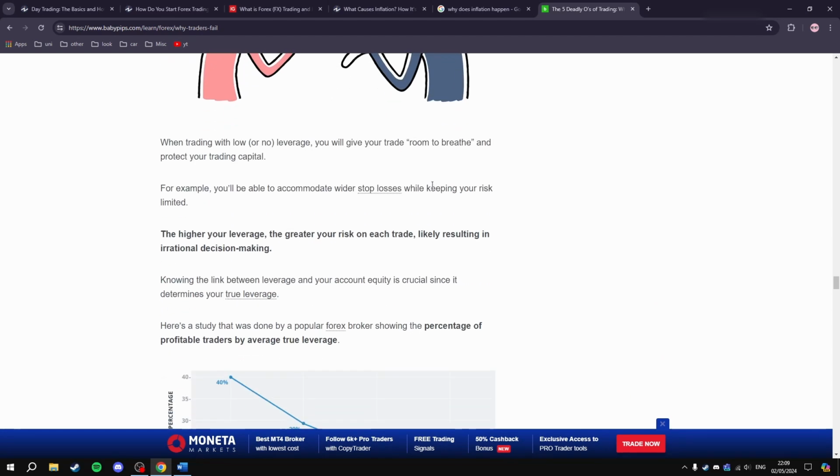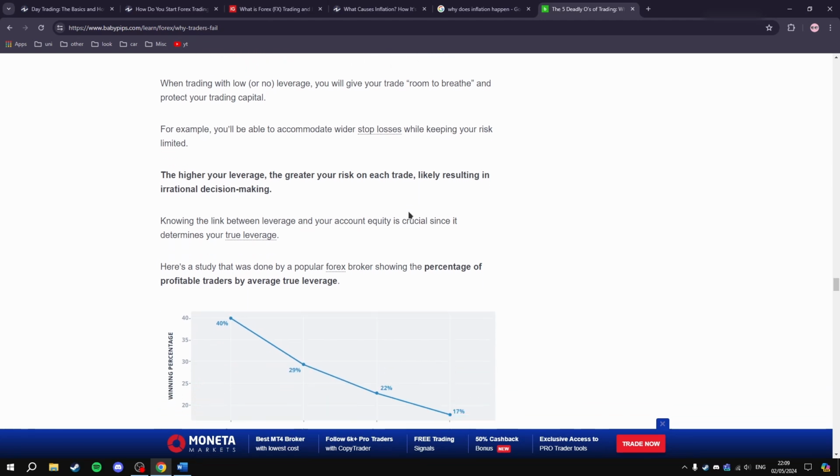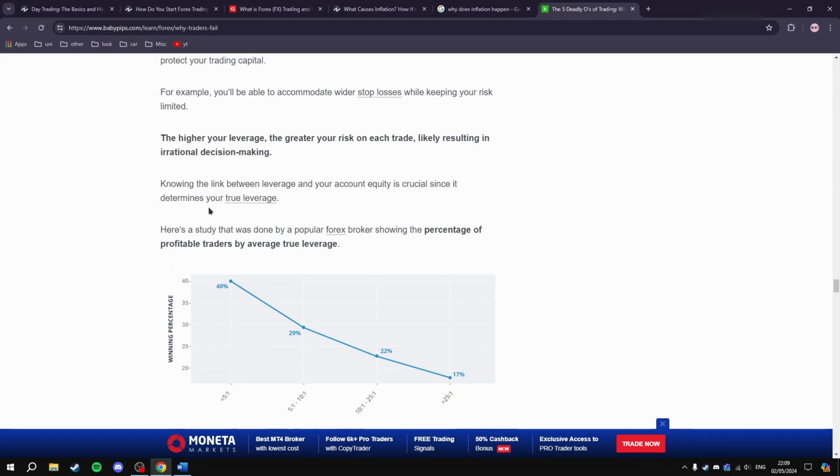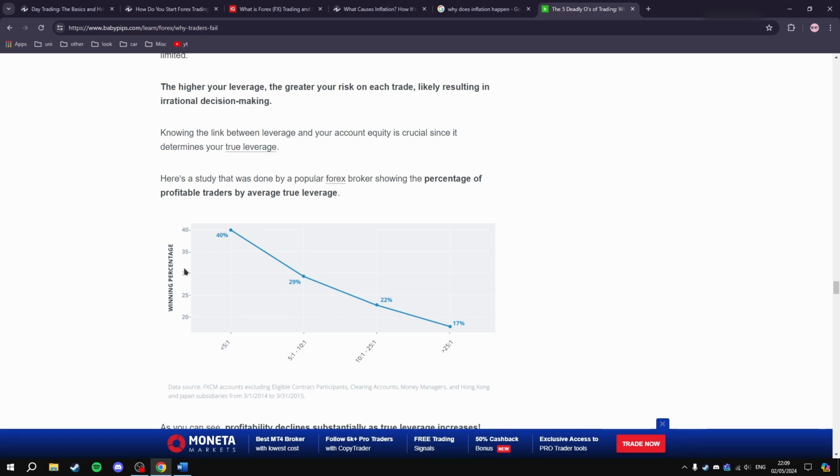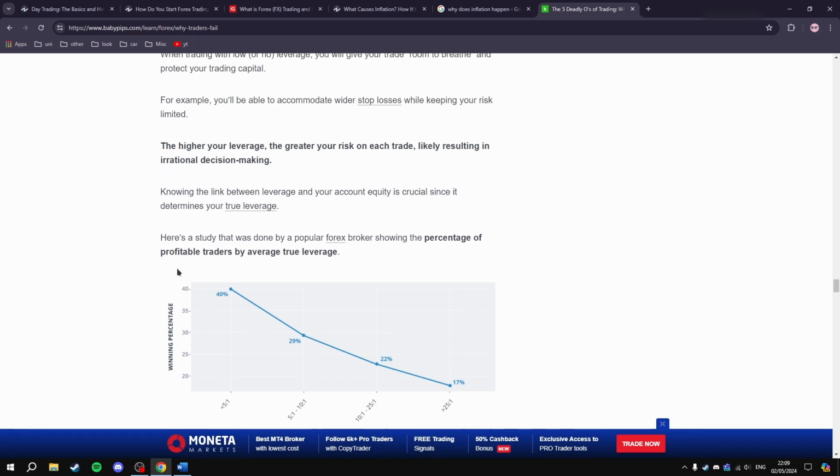When trading with low or no leverage, you will give your trade room to breathe and protect your trading capital. For example, you'll be able to accommodate wider stop losses while keeping your risk limited. The higher your leverage, the greater your risk on each trade, likely resulting in irrational decision making.